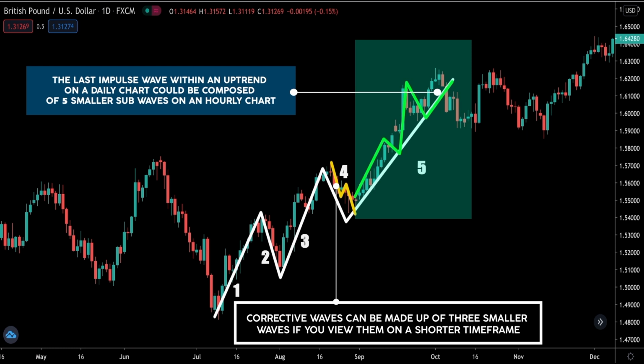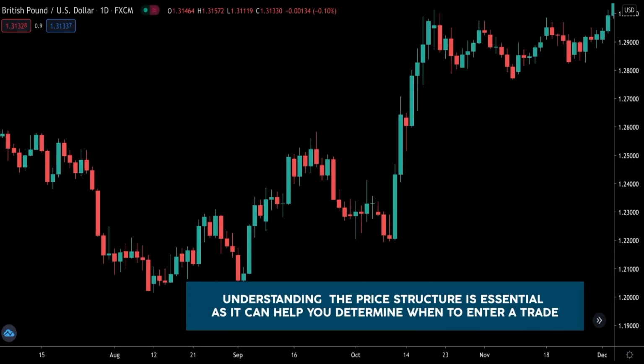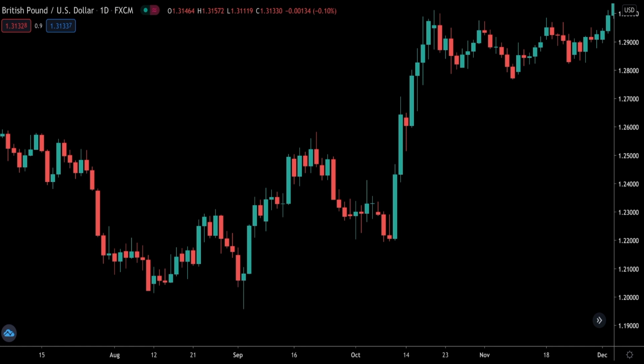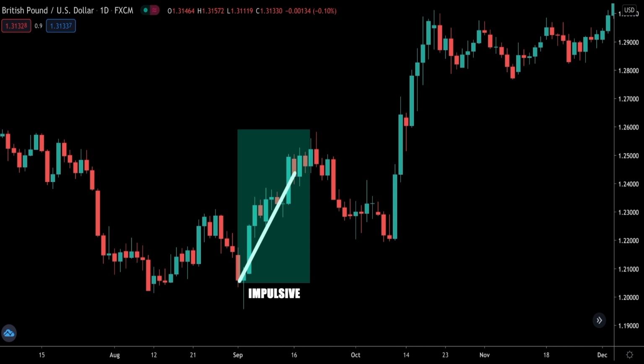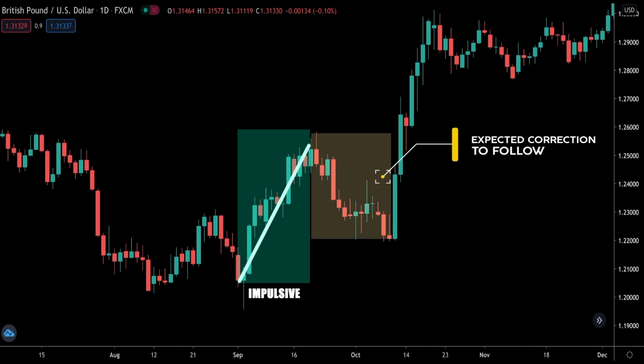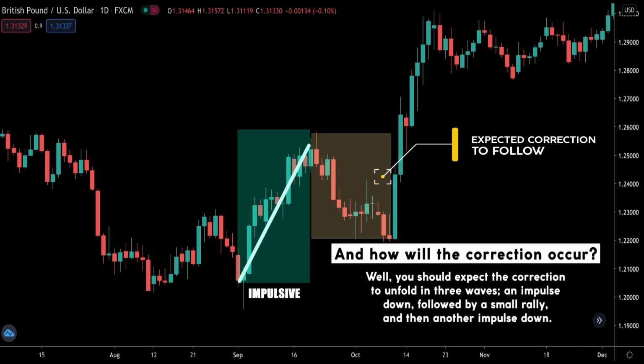Remember the waves labeled A, B, C that was mentioned earlier? Understanding the price structure of these is essential as it can help you determine when to enter a trade. Assume that you spotted an impulsive move to the upside. You can reasonably predict that a correction is likely to follow. And how will this correction occur? Well, if you have been listening, then you should expect the correction to unfold in 3 waves.